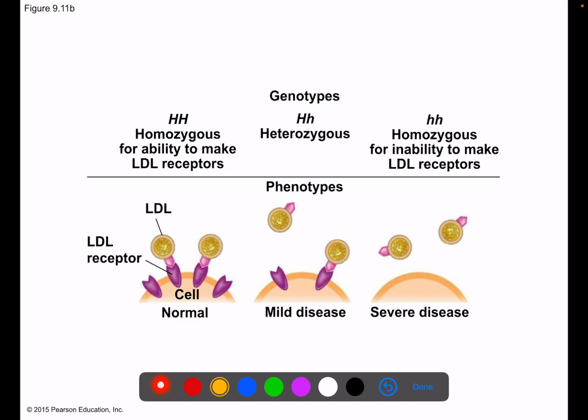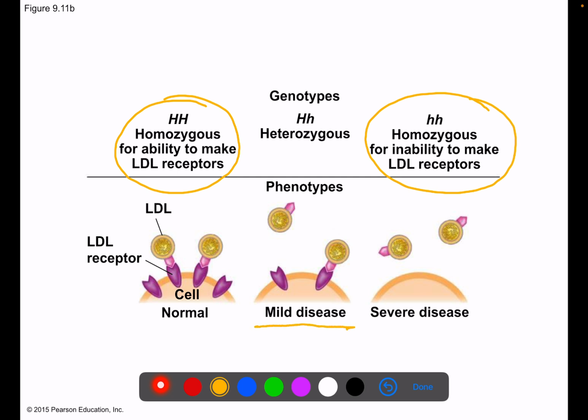All right, other examples of incomplete dominance include hypercholesterolemia. Notice that the homozygous normal is homozygous. Notice that the individual with the extreme case or the severe case of the disorder is also homozygous. But then notice that the individual with a mild case is hetero. All right, so what explains incomplete dominance?